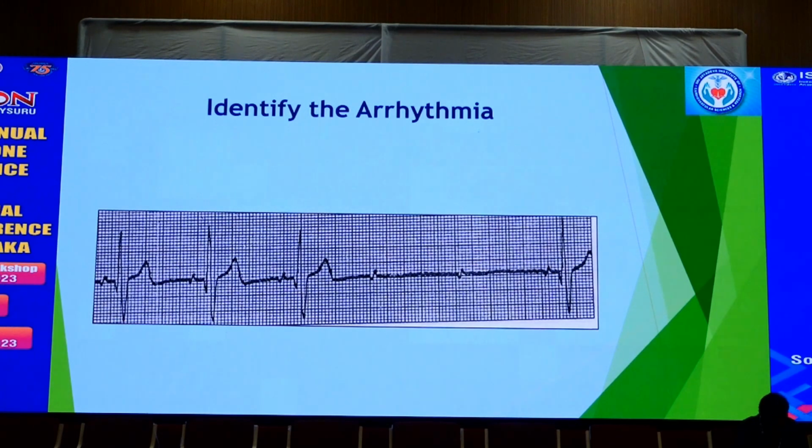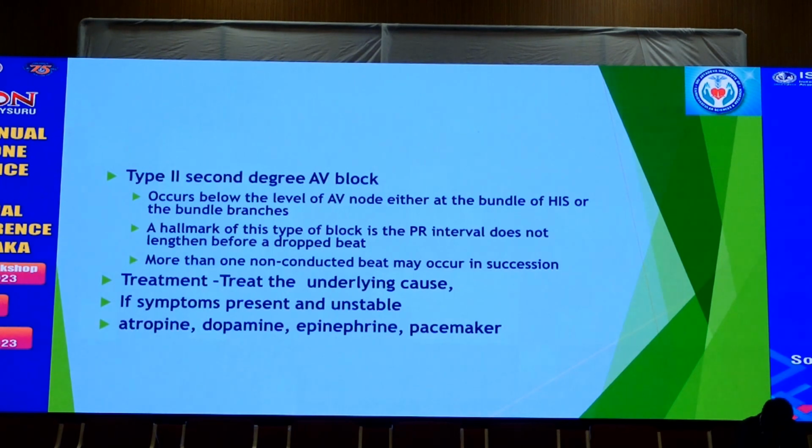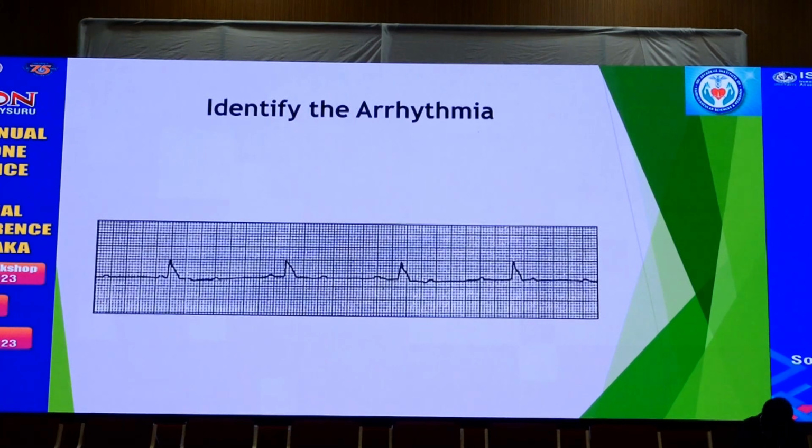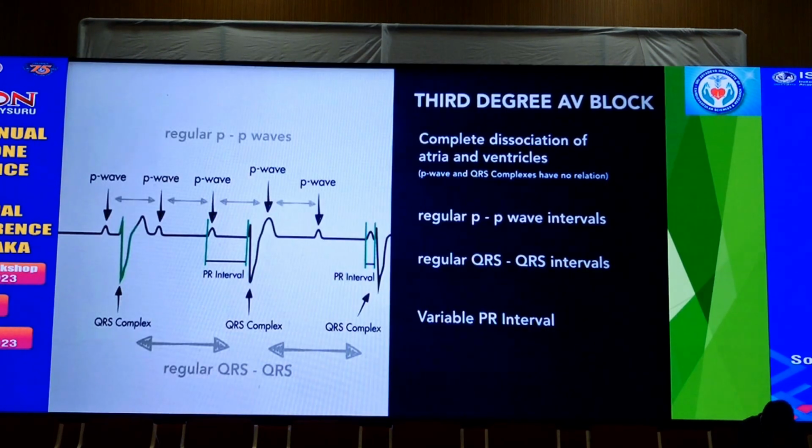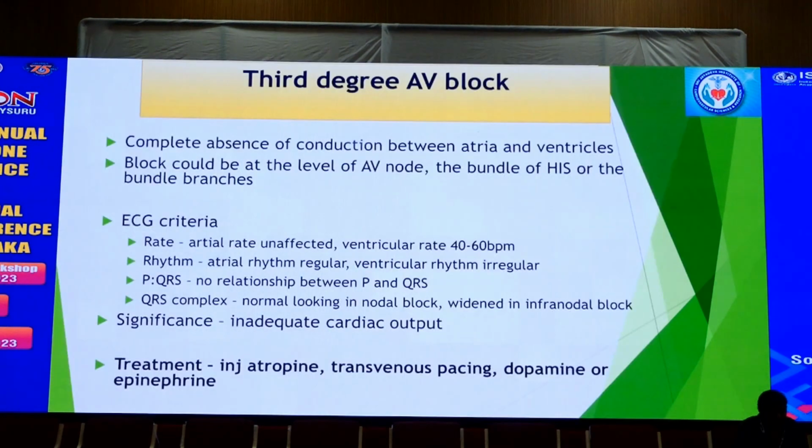Usually the treatment is, if the patient is symptomatic, follow the bradycardia algorithm. Here you see many P waves and fewer QRS complexes. The PP interval is fixed. The RR interval is also fixed, but they are not following each other. So we can say the PP interval is fixed, the RR interval is fixed, but the PR intervals are variable. This is pathognomonic of third-degree heart block. Of course, this needs pacing.